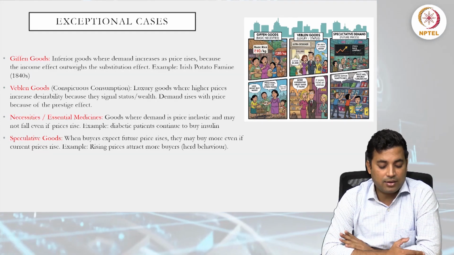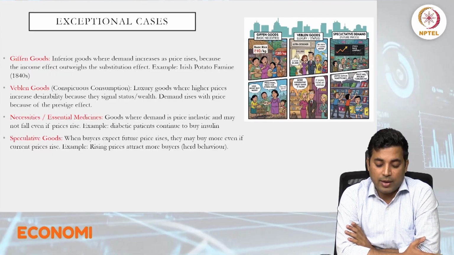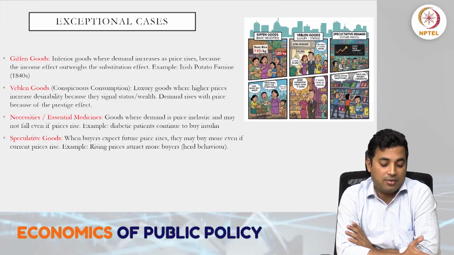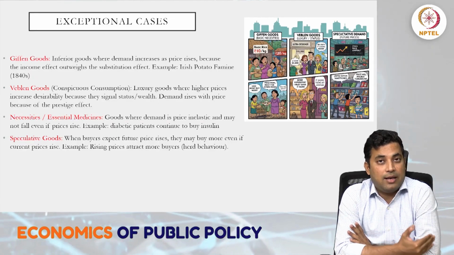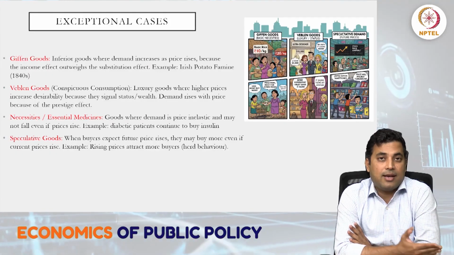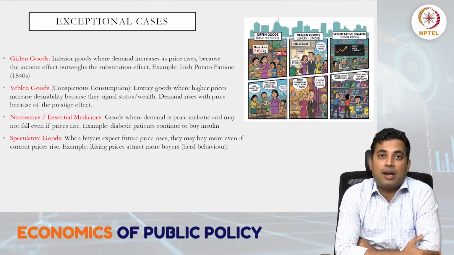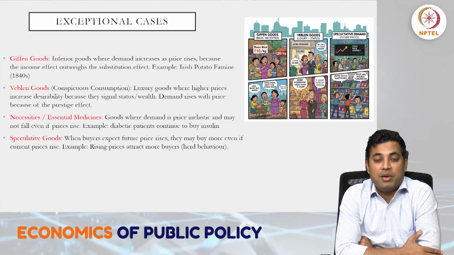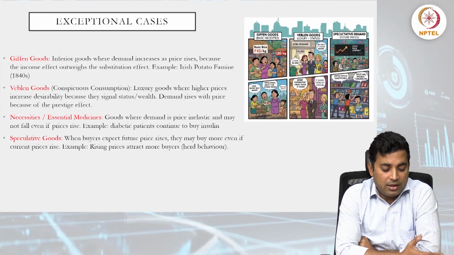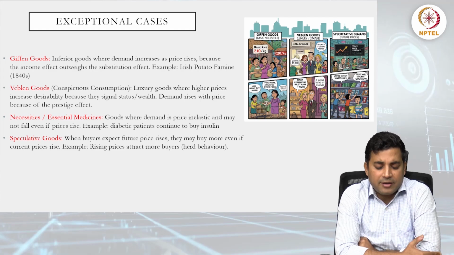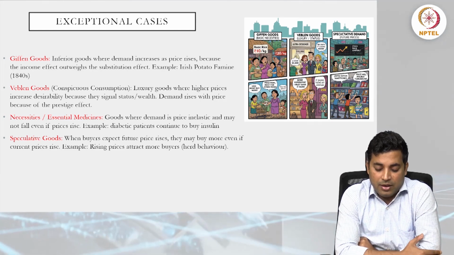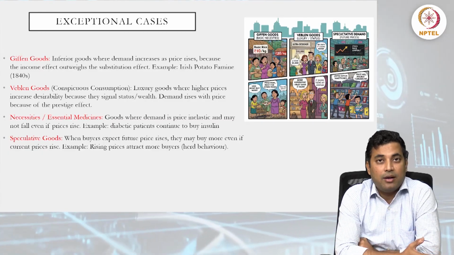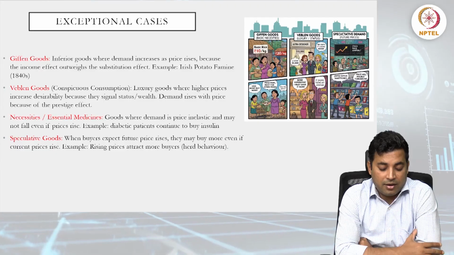For necessities or essential medicines, these are goods where demand is price inelastic and may not fall even if price rises. We will again discuss this in the elasticity explanations, like some of the essential commodities, for example life saving medicines, which are very important. Irrespective of the prices, people will actually buy them. Then speculative goods, where buyers expect future prices to increase, and therefore they will buy more and more and try to hold on at the current price.